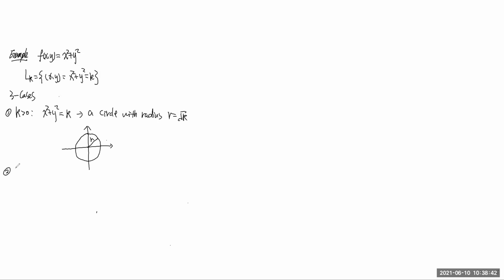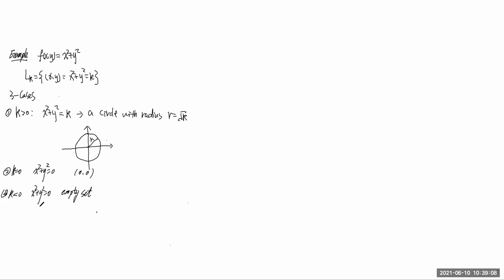Okay, let's first finish it. Case 2: as k equals 0, we get x squared plus y squared is 0. You just get a point. Case 3: k less than 0, x squared plus y squared equals k. No x and y satisfy this equality, okay.